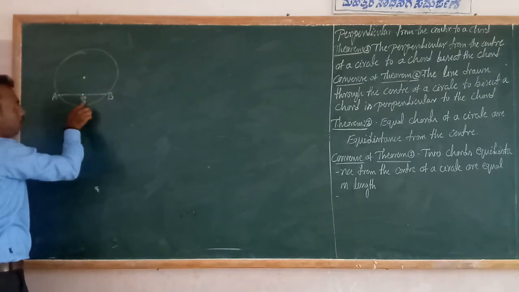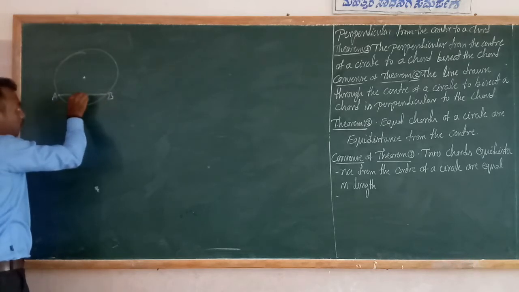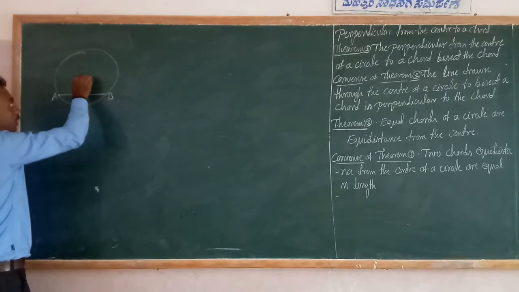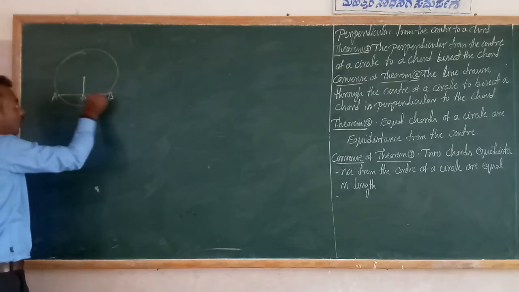So AP and BP are equal because AB is a chord and P is the midpoint of AB, and I will draw the line from the center of the circle to the chord of a circle.